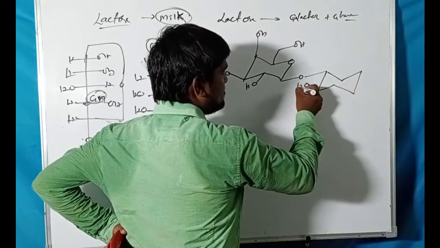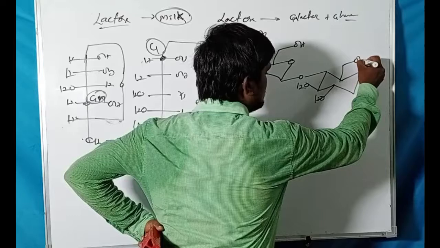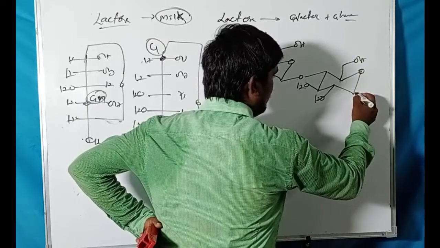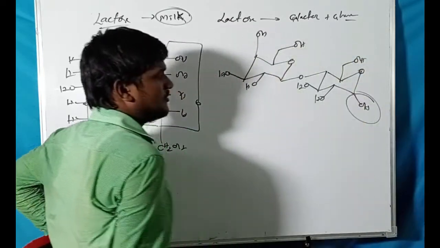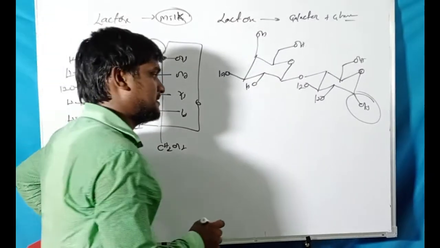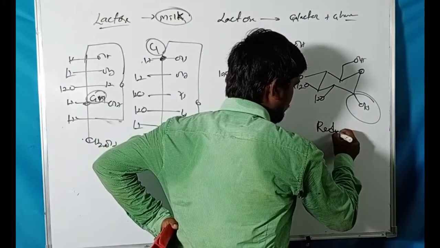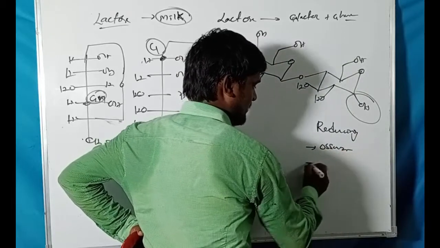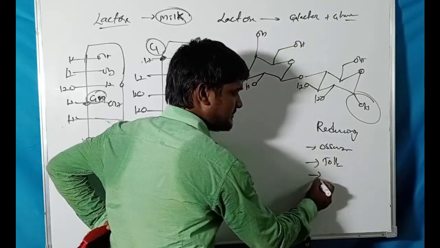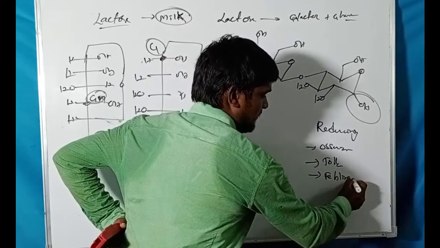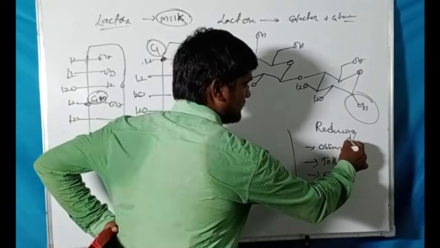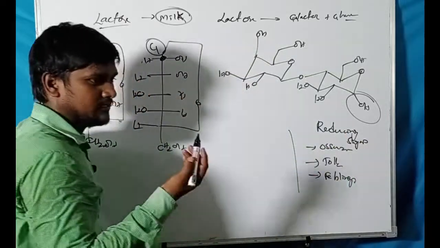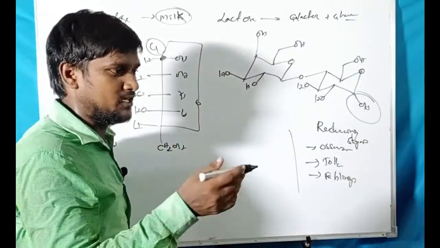Here also it presents a free OH functionality. That's why it is called a reducing sugar. It gives the osazone derivative test as well as Tollens test, as well as Fehling's test. That's why it is also called a reducing sugar. So the reducing sugars can give mutarotation in aqueous solution.